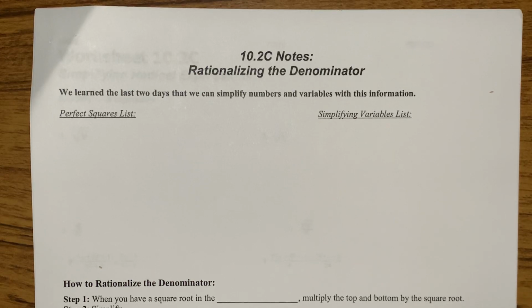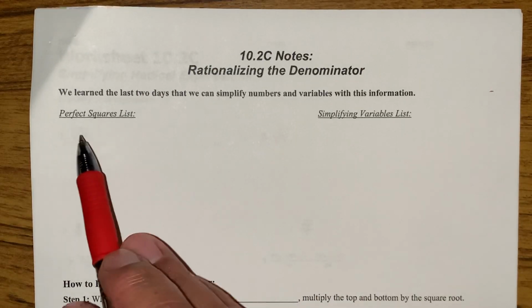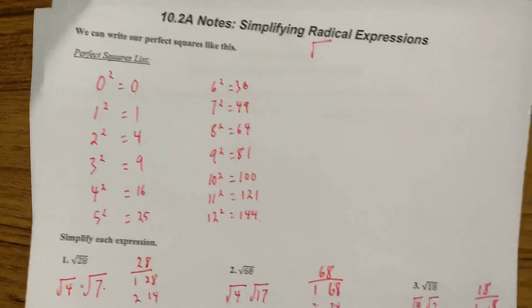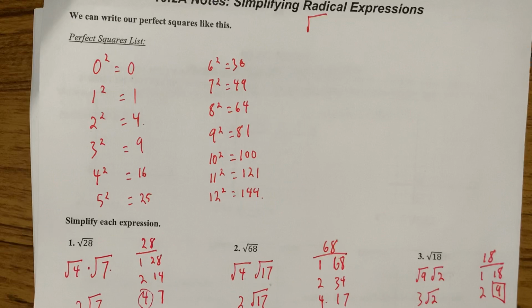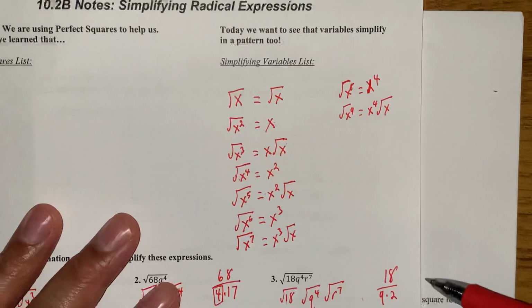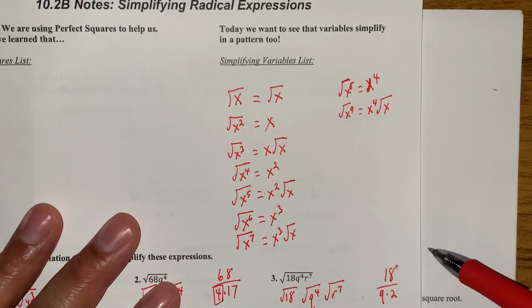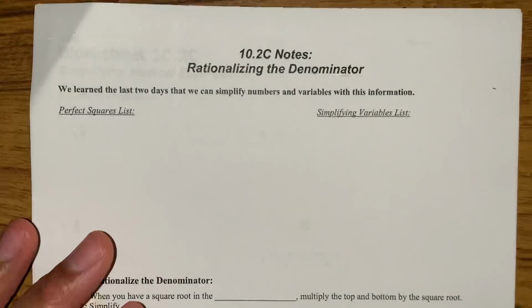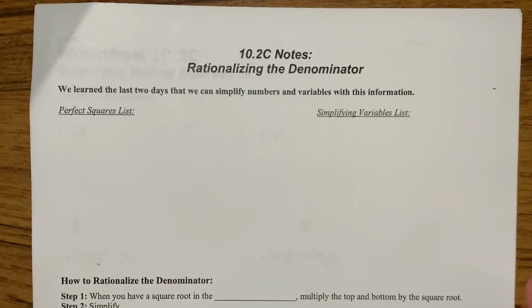Now, to make this easy, again, I recommend you pause the video and copy those lists down. All your perfect squares from 10.1, if you need them, excuse the paper shuffling, but they are right here. And then we also had all of the simplifying variables from that cheat sheet here in your 10.2b video notes. So you've already got all that stuff written down somewhere, hopefully. If you need to, pause this video and get those copied down again.